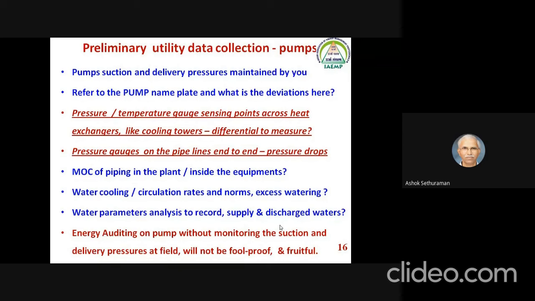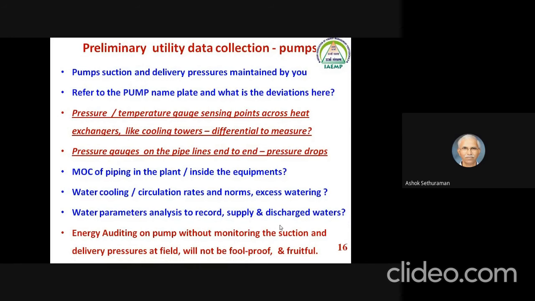On water cooling or circulation rates, I will just take a leaf from the thermal stations. Many thermal stations were using 6 to 7 liters of water to produce 1 unit, and norms have been laid down for them. Now they have brought it down to 2.5 to 3 liters. This is what is happening in industries: they circulate the water at double the rate. It is not required. Try to circulate the optimum water to achieve the heat transfer in the heat exchanger, and definitely energy savings are possible here. Excess watering also leads to excess energy consumption.